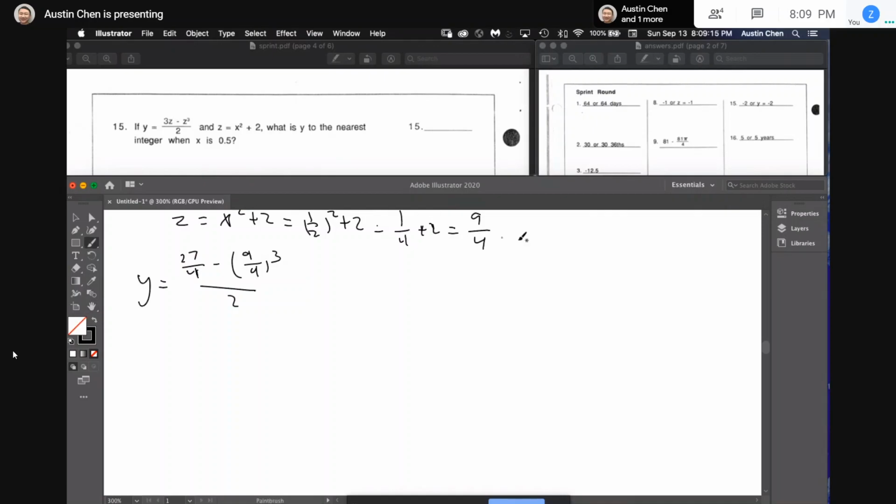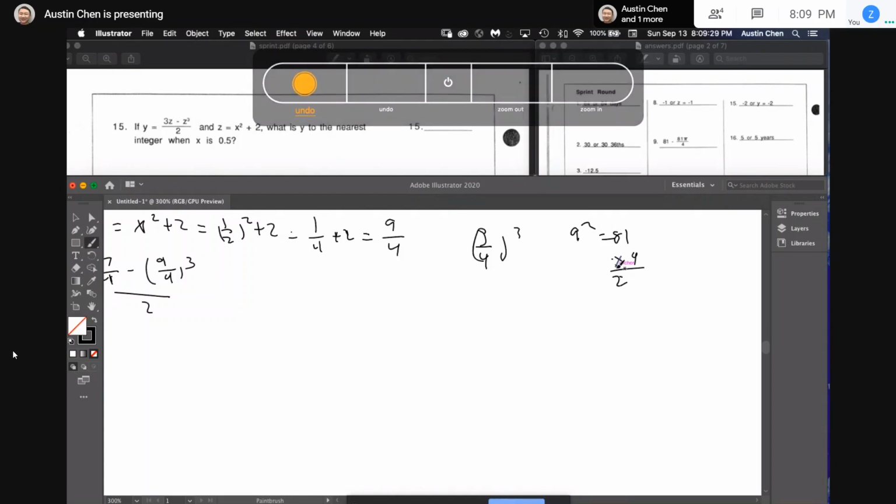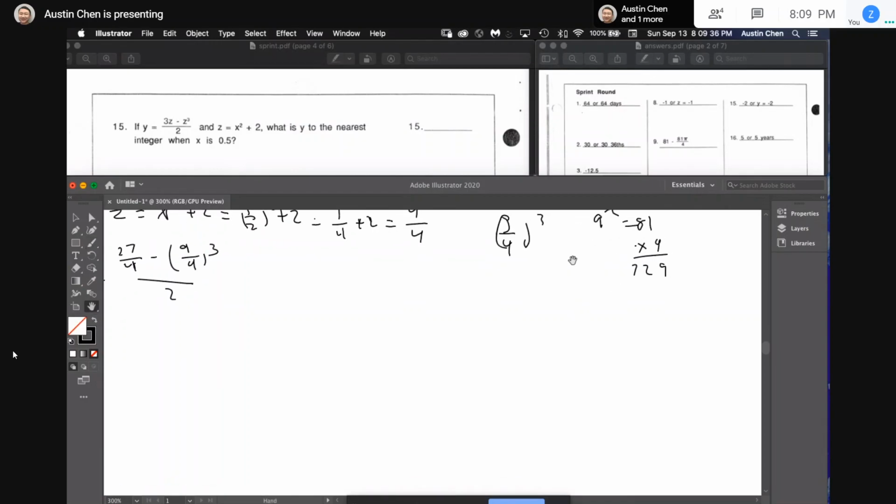Okay. So if we do 9/4 cubed, 9 squared is 81. So 9 cubed is just 81 times 9, which is 729. And then 4 cubed is just 16 times 4, so 64. So we have 27/4 minus 729/64, over 2.